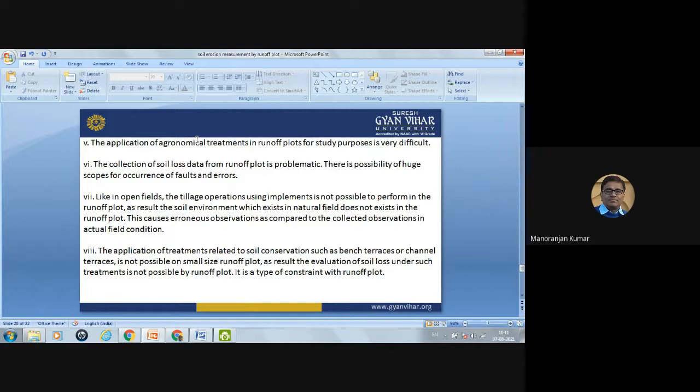The next problem is that the application of treatments related to soil conservation, such as bench terraces or channel terraces, is not possible on a small size runoff plot. As a result, the evaluation of soil loss under such treatment is not possible by runoff plot. It is a type of constraint with these types of runoff plot.